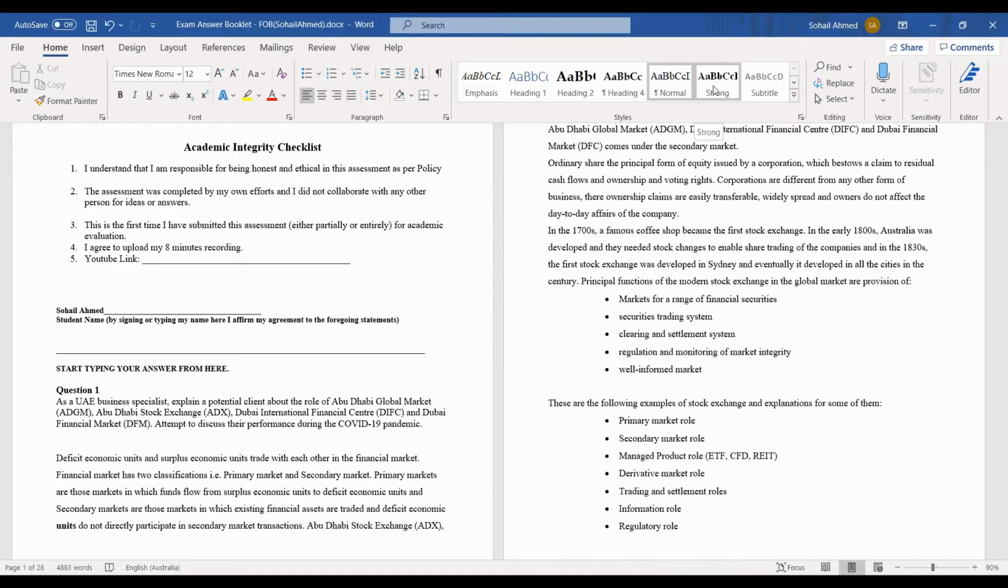And the first stock exchange was made in the 1700s. It was a coffee shop which developed into a stock exchange, and Australia developed its first stock exchange market in the 1830s. And these are the principal functions of a modern stock exchange: primary market role, secondary market role, managed product derivative trading, information role, and regulatory role.